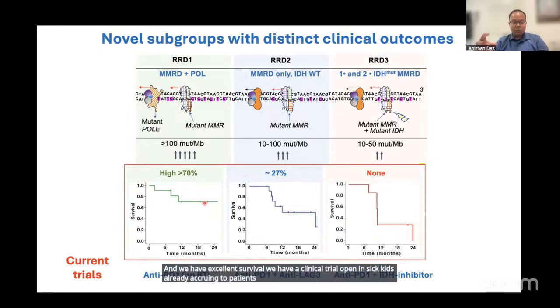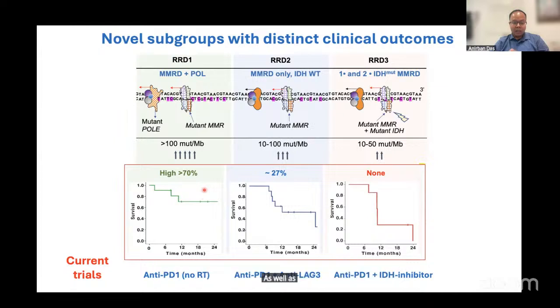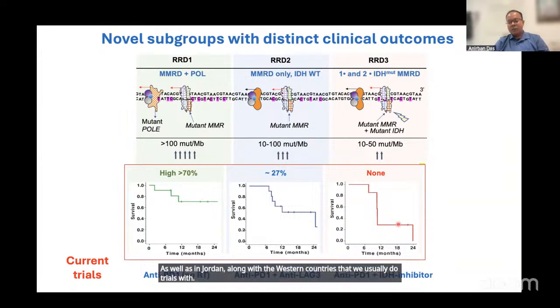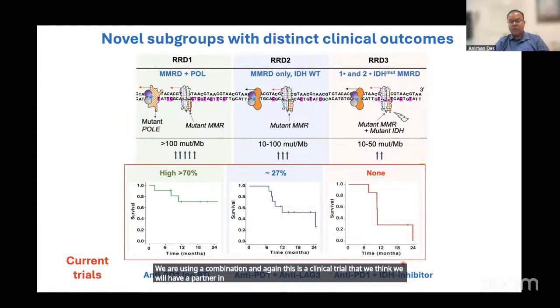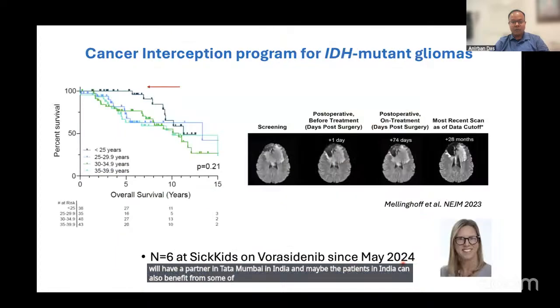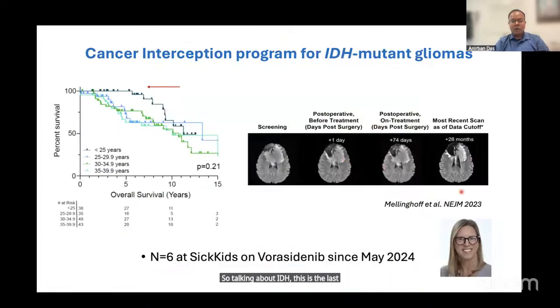And as I said, we work with partners. So this clinical trial will open in Tata Mumbai soon, as well as in Jordan, along with the Western countries that we usually do trials with. Similarly, for the patients who have IDH mutation on the backdrop of mismatch repair, we are using a combination. And again, this is a clinical trial that we think we will have a partner in Tata Mumbai in India, and maybe the patients in India can also benefit from some of these discoveries that we are making over here. So talking about IDH, this is the last group of tumors that I will talk about today.